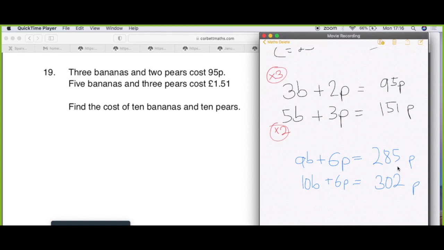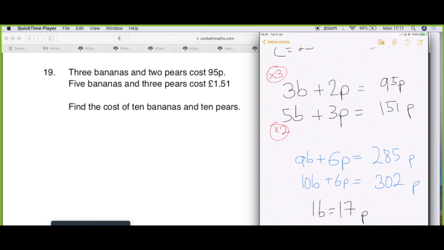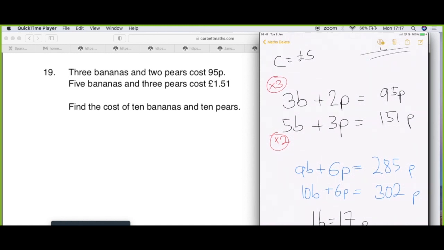You can see the reason why there's a difference in the amount is because of the difference in the banana. It's not the pear that's made the difference, it's the banana. So that means the difference is 1 banana. So there's 1 banana, 302 minus 285, 17. £17p? Yeah. Okay, so 1 banana equals 17p. So obviously the cost of 10 bananas is 170p.